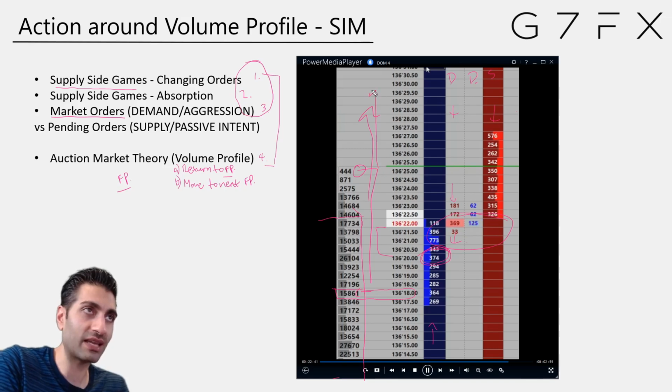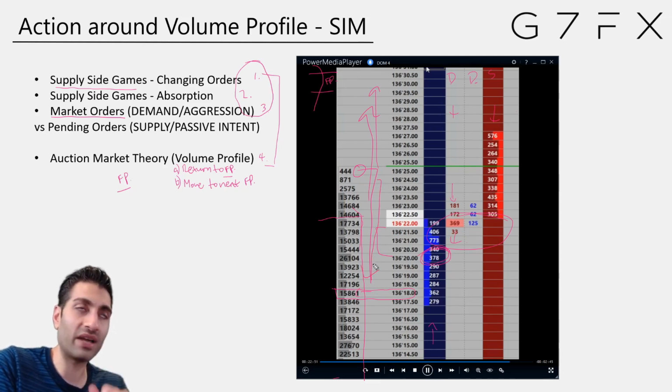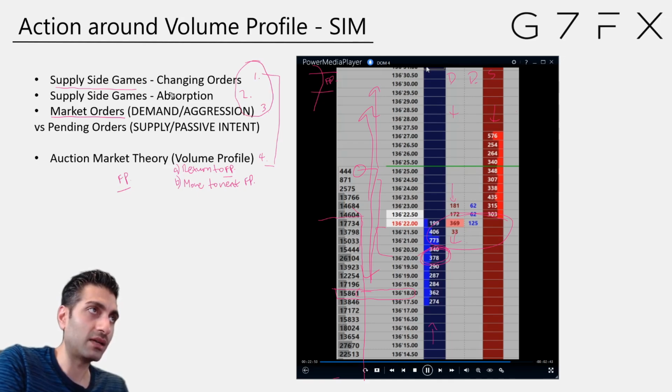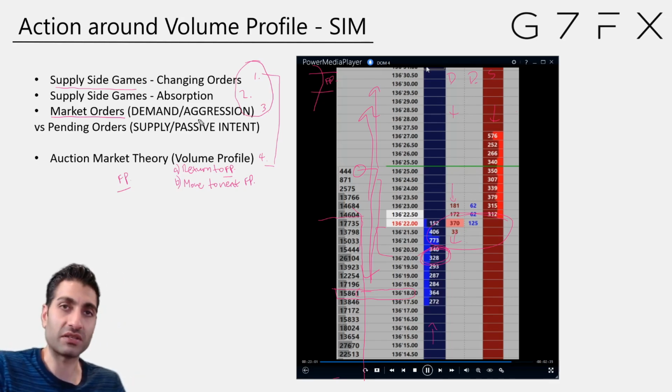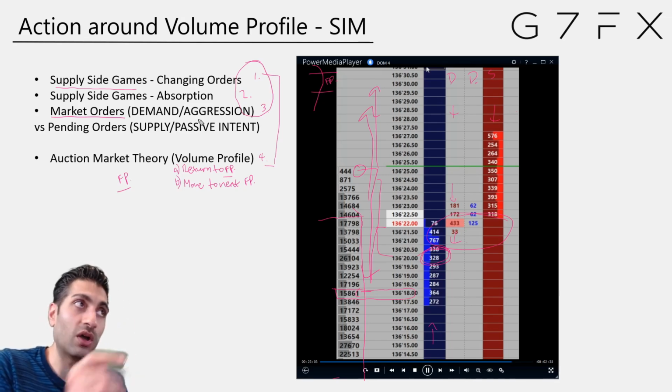Rather than moving to the next profile, value, right, fair price, what are we going to do? Actually, we're likely to move back in. Why is that? Well, I saw sellers getting aggressive on the supply side. I saw sellers standing firm, and I saw sellers placing market orders. That's it, guys.